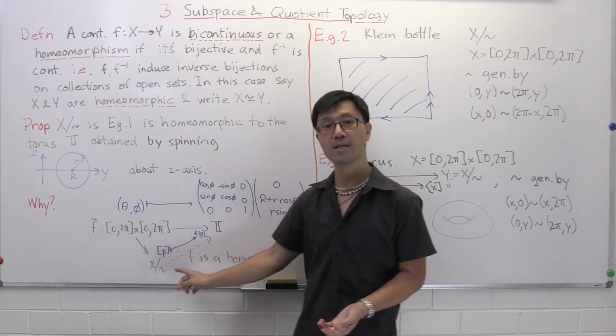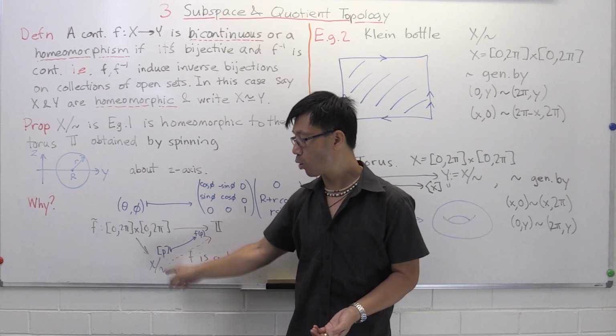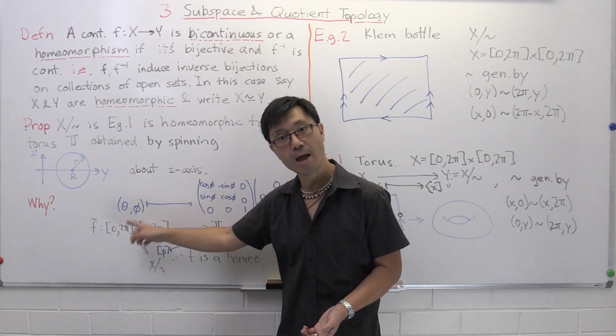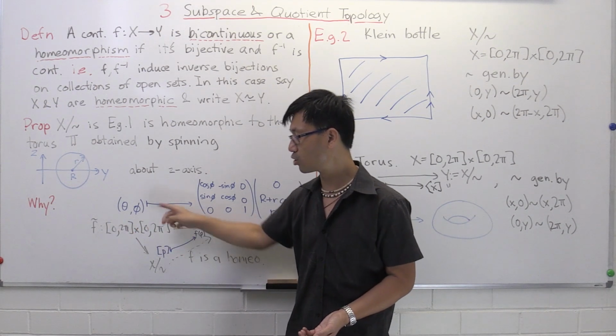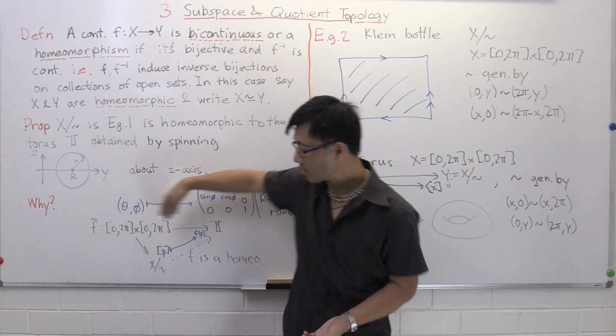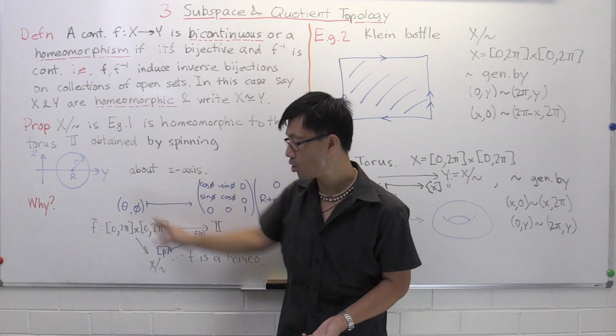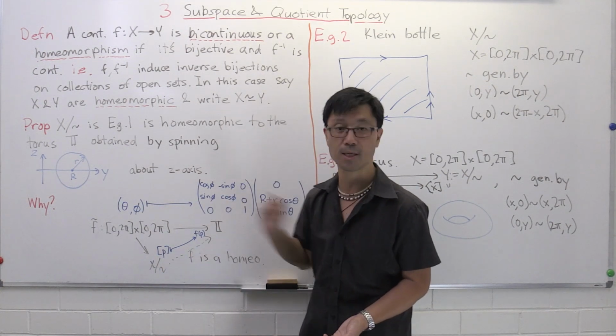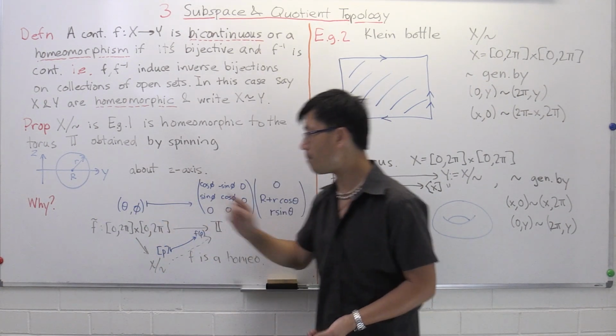The way I'll do that is, remember there's a quotient map from this square, 0 to 2 pi cross 0 to 2 pi, down to here, and I'll construct this top map first and show you how it induces a map from the quotient to here. So what's this top map here?